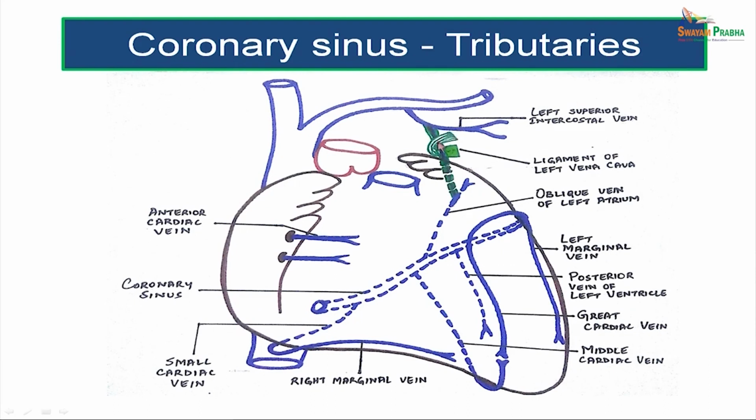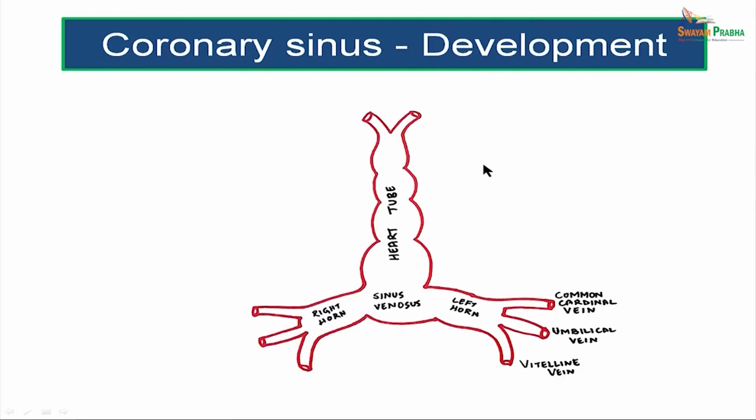So, left duct of Cuvier gives origin to the oblique vein of left atrium and remains as a small fibrous cord. Now, you can see this fibrous cord is enclosed in a layer of serous pericardium, which will be called the ligament of left vena cava. So, that is about the oblique vein of left atrium, which is on the posterior surface of the left atrium.